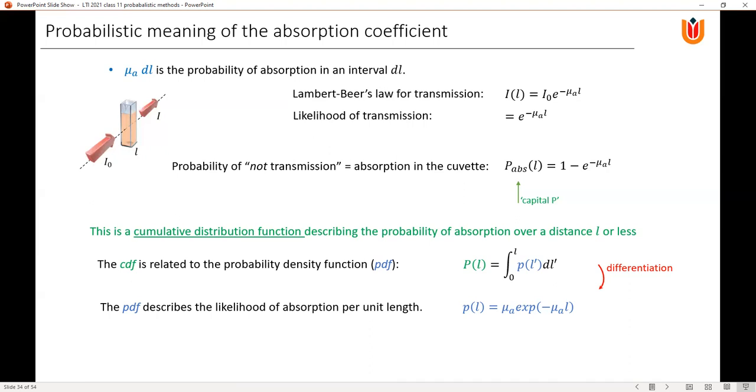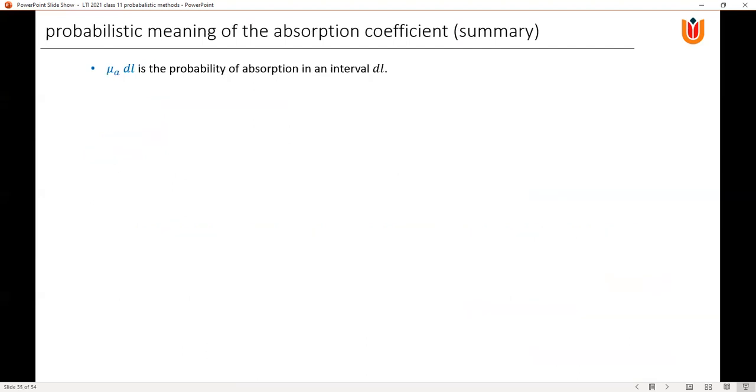So the likelihood of absorption per unit length, the probability P of L, is mu_a times exponential of minus mu_a times L. You will check that this is normalized if you integrate this over all possible path lengths, and they run from 0 to infinity, so not from minus infinity, but from 0 to infinity. Then this would yield unity.